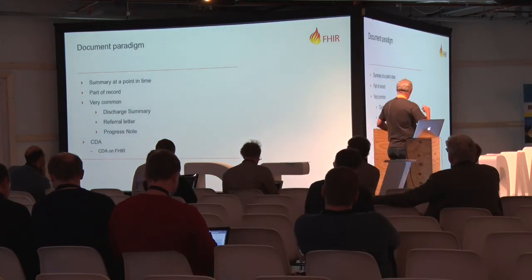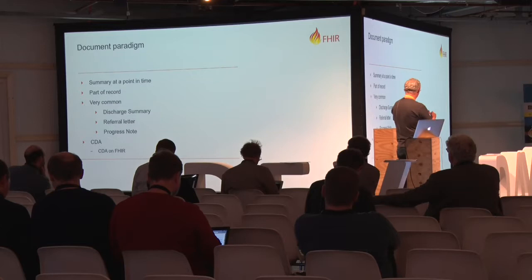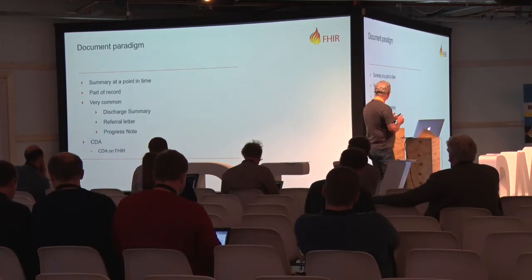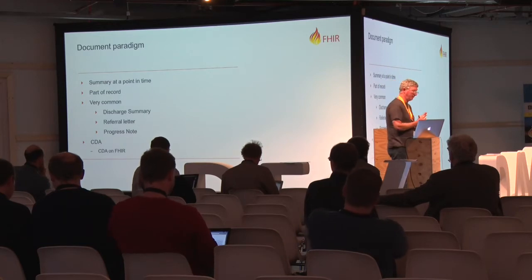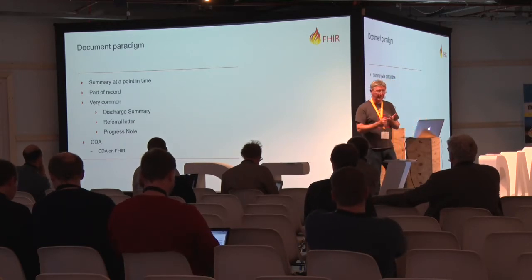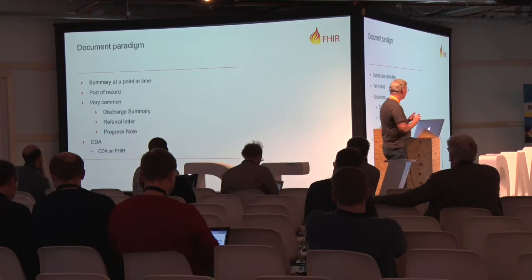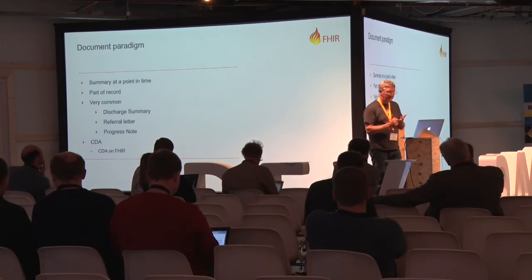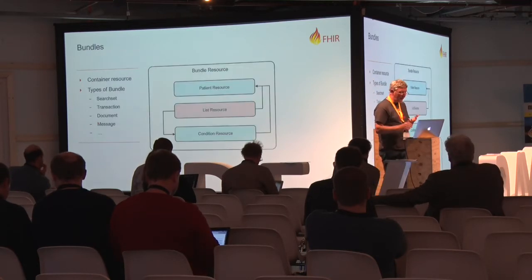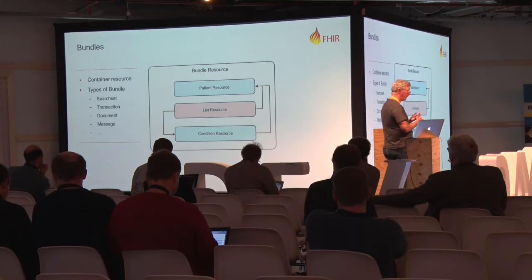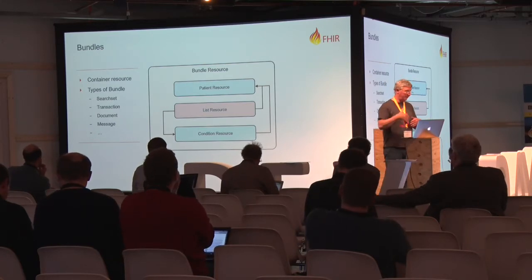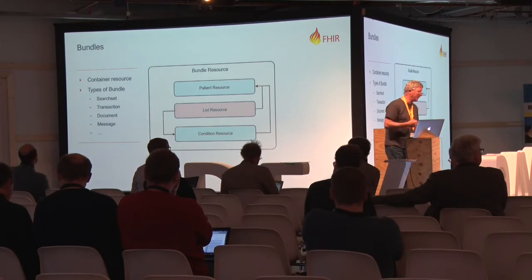Okay, so we've gone from information model, references model, to resources graph. But this is a discharge summary, it's a document. We need to think about how we're going to represent this in the document. And as I said, it's a document paradigm, a summary at a point in time, part of the record, very common, CCDA. You do need to understand a little bit about how documents are represented in FHIR, and I think there was a talk on it in more detail this morning.